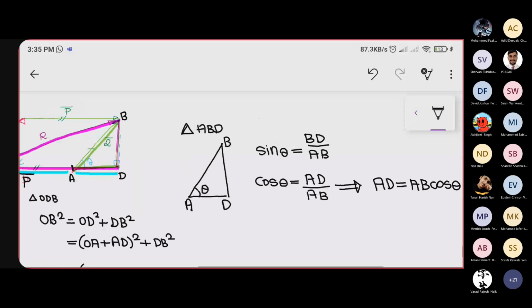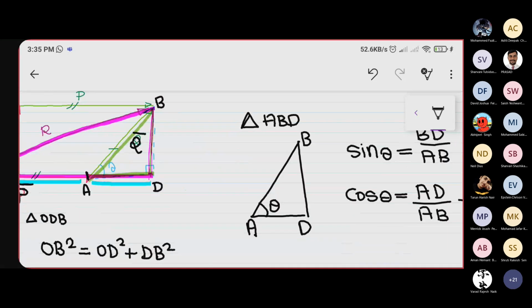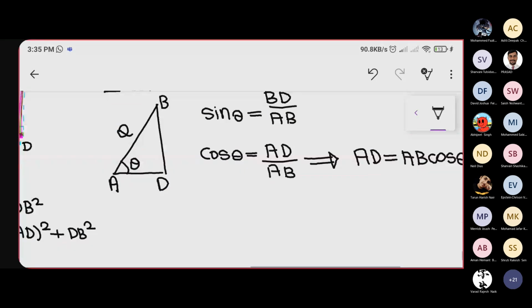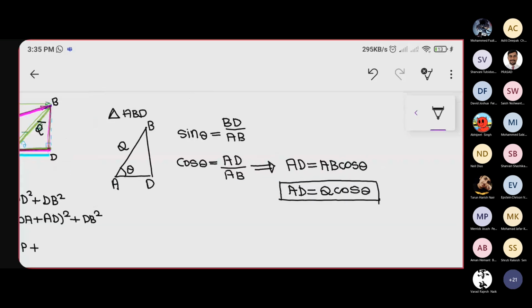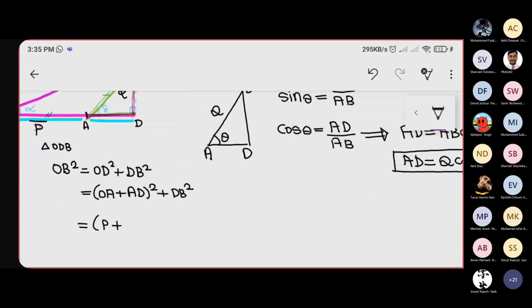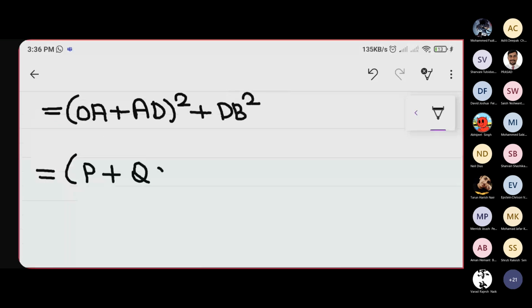But what is AB? You know that this is Q force and this is also Q force, because those are parallel and of the same magnitude. So AB is equal to Q. So instead of that, we can write AD is equal to Q cos theta. Have you understood this? Then we can replace this AD by Q cos theta. So let's replace: Q cos theta bracket square plus DB or BD.